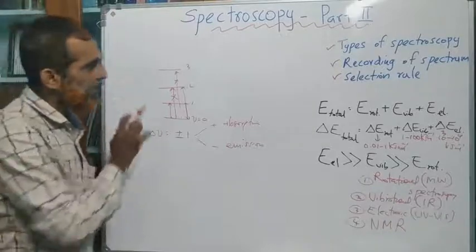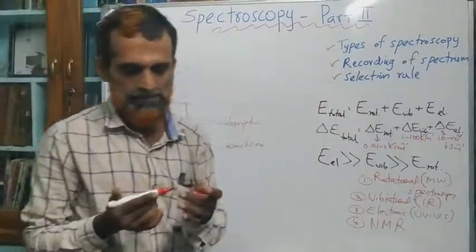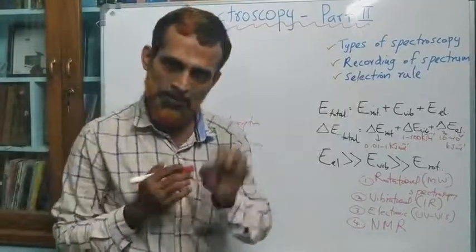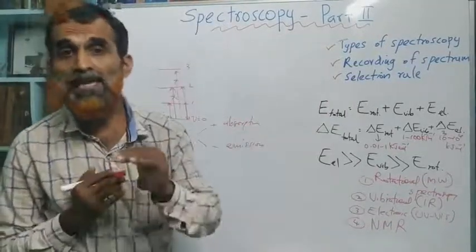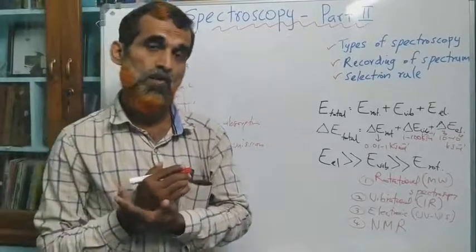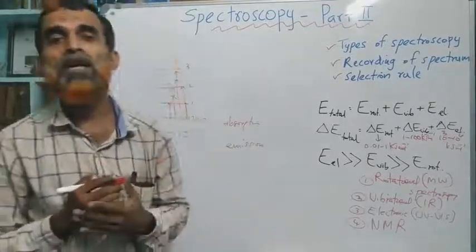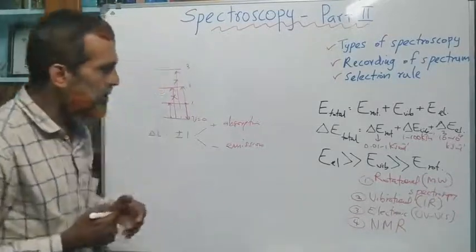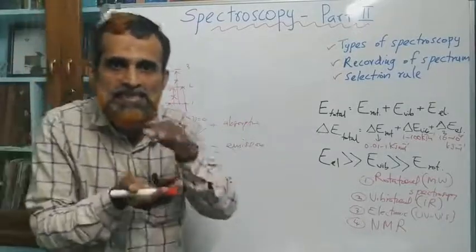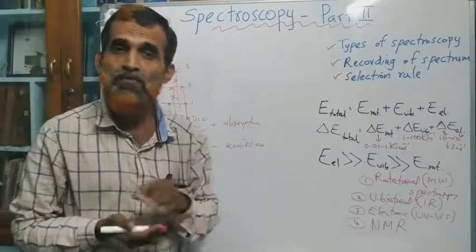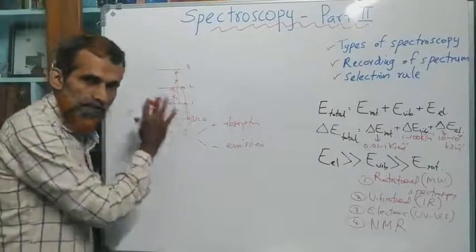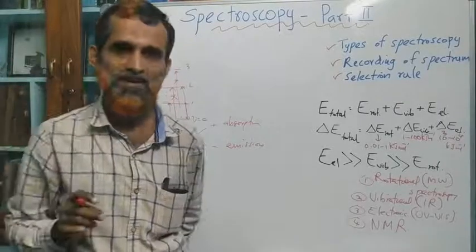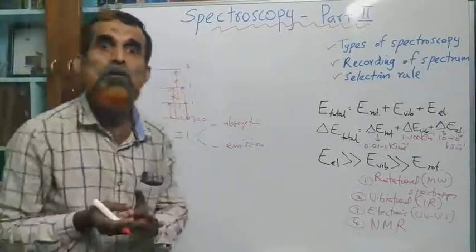So the selection rule is the one which restricts the transition. You may note that the selection rule indicates the change in quantum number which is possible during a transition. What is the importance of the selection rule? It restricts the number of transitions. The number of transitions is limited, so the spectrum given by the molecule will be simple.